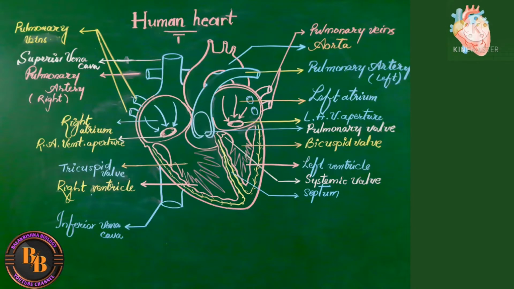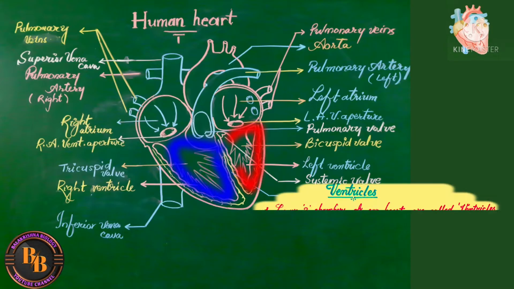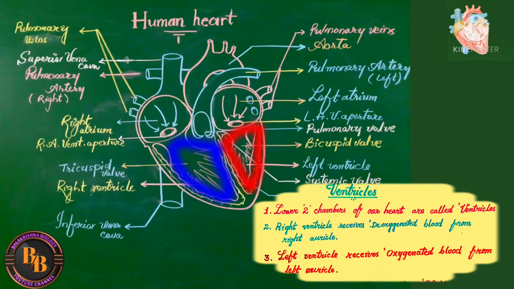Next, we will go to the remaining two chambers. The lower two chambers of our heart are called ventricles: the right ventricle and the left ventricle. You can see them on the screen also.